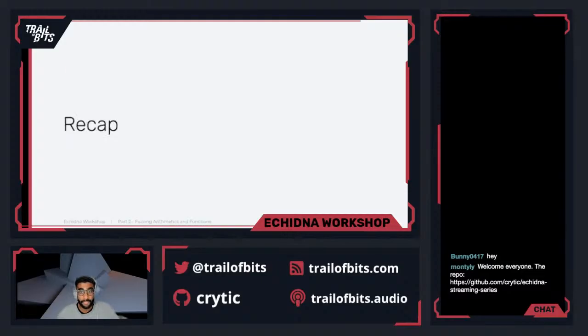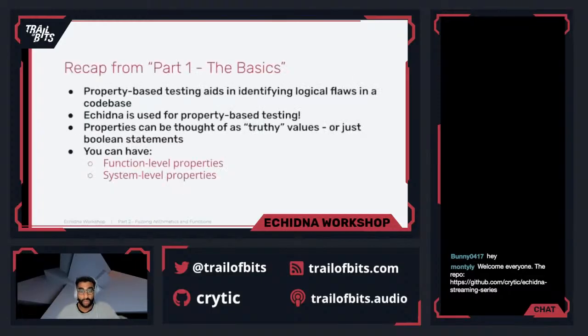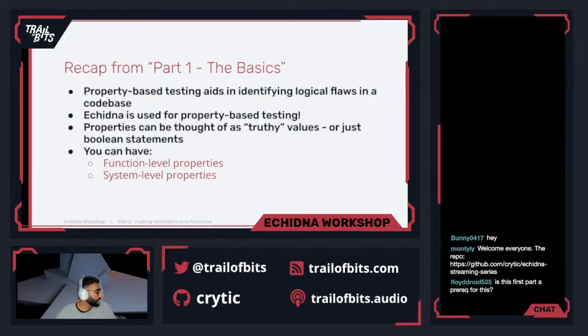So quick recap. What did we talk about? We talked about a few different testing methodologies, and one of them was semi-automated analysis. Property-based testing is a semi-automated analysis technique that helps in identifying logical flaws in a code base. Additionally, it helps you find those hard to find bugs deep in the code base that may or may not be found through the other testing methodologies.